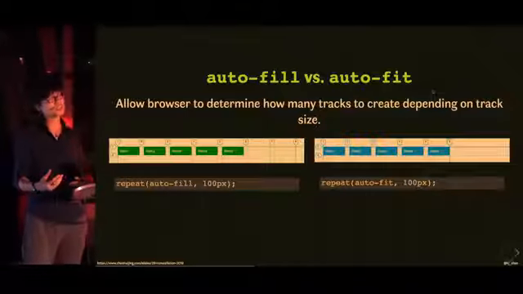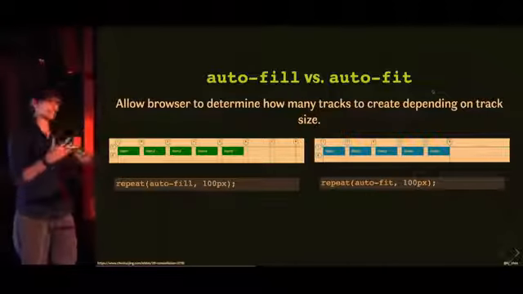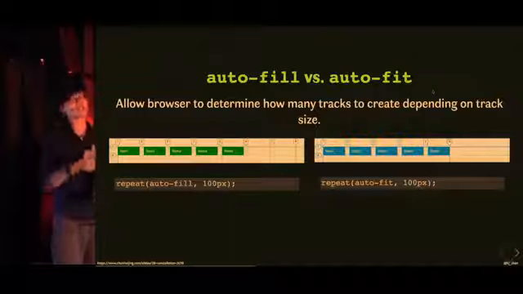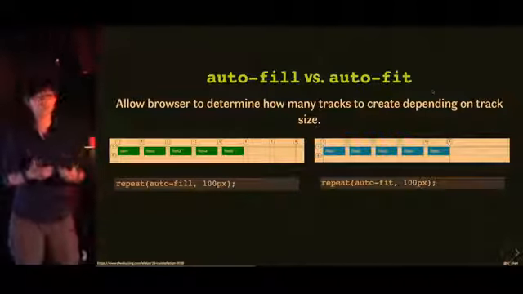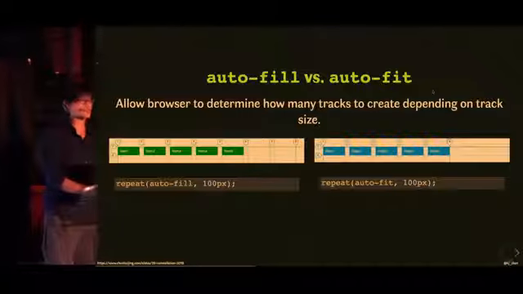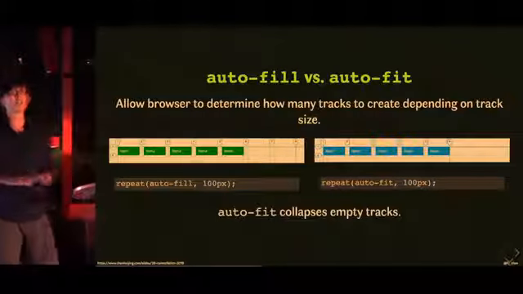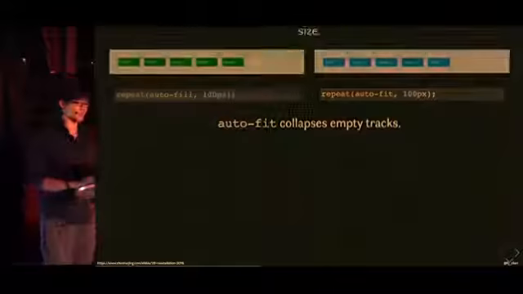So what we have is the keywords of autofit and autofill, which allow the browser to determine how many tracks they need to create, depending on the track size that you have told it. So the only difference between autofill and autofit is that autofit collapses empty tracks. So we can see how this actually works.